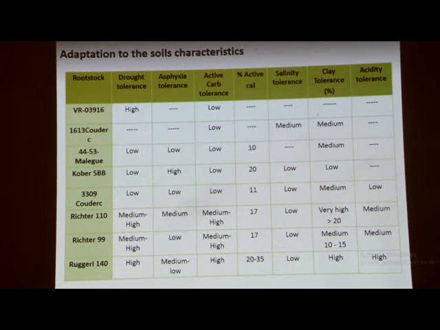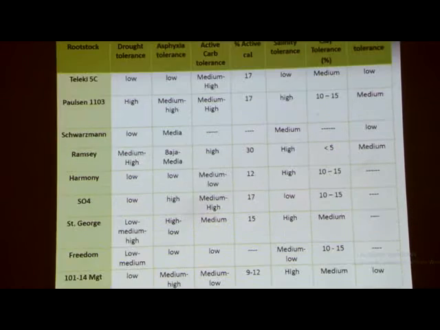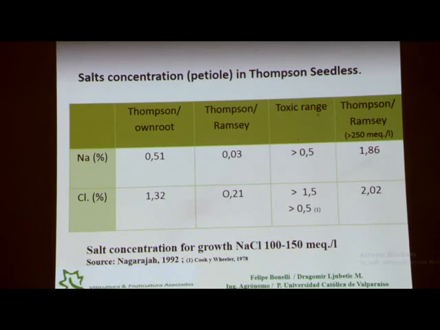So this is a summary of a lot of research. So rootstock, like Ramsey, discriminates the uptake of toxic elements like sodium and chloride. This is the difference of Ramsey and own root when we use Thompson. Very high difference in the leaves, in the petiole salt concentration.